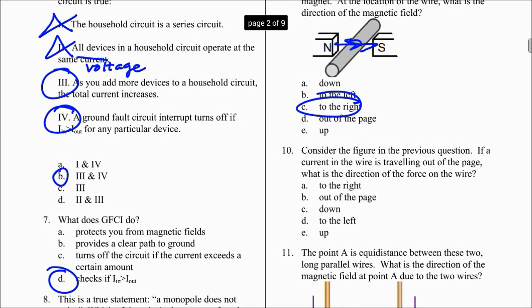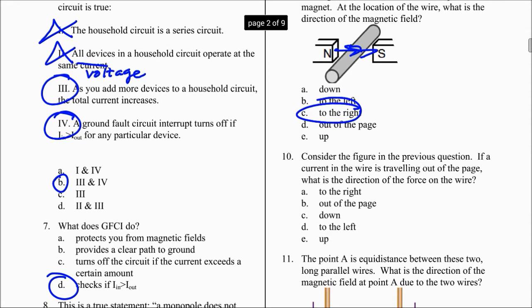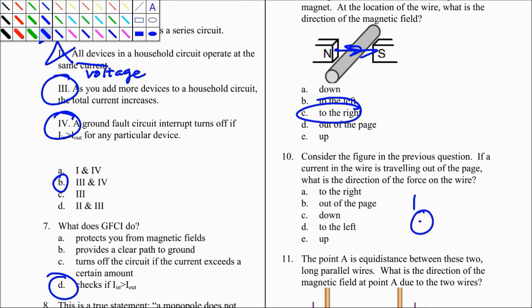Consider the figure in the previous question. If a current in the wire were traveling out of the page, what is the direction of the force on the wire? So I have a current that's traveling out of the page. I have a magnetic field that's in this direction. Fingers in the direction of the current, fold towards the magnetic field. That force is up. So E is the right answer.